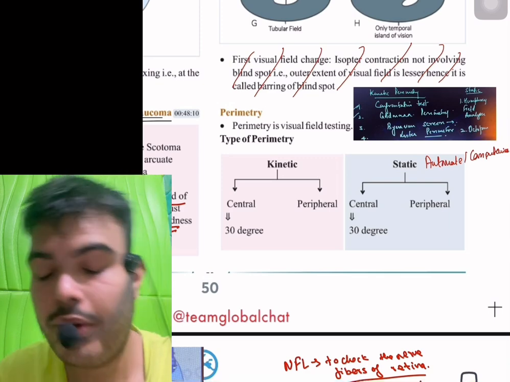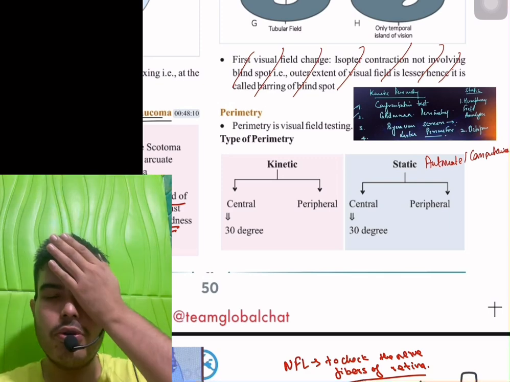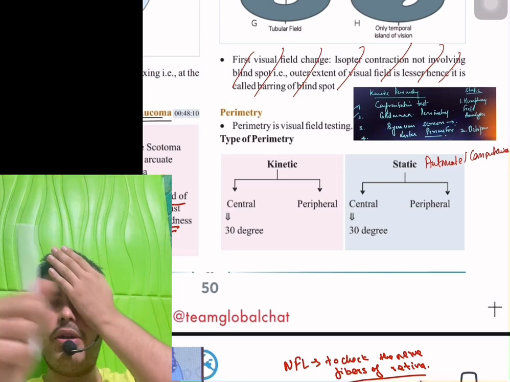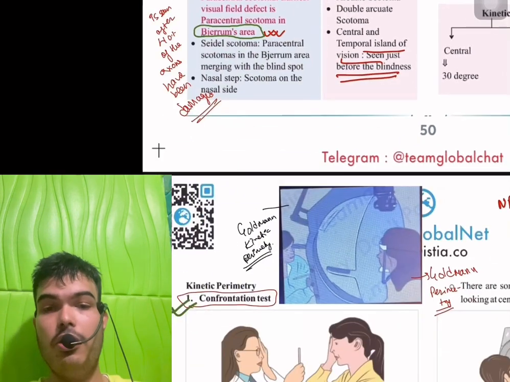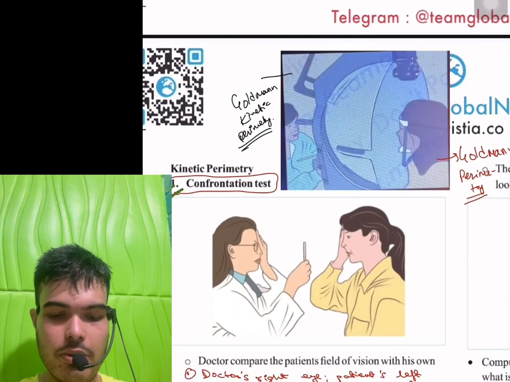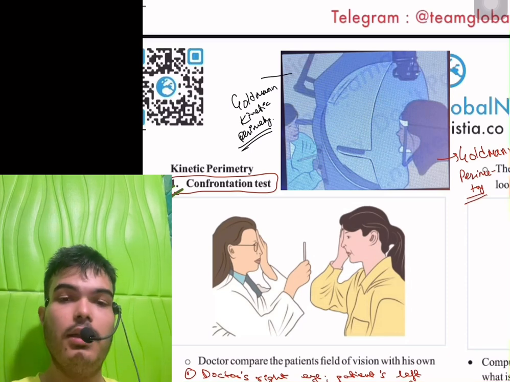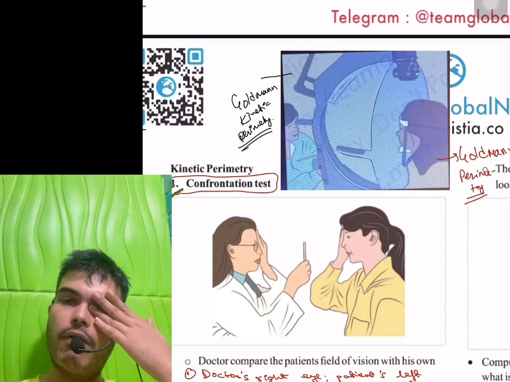And you can also go for kinetic. In kinetic, what do you do? Confrontation test, where you check how the patient is looking or not. You can see here the confrontation test. How we do this is taught in the practical session, so you can study it from your practical classes. So this is your confrontation examination.